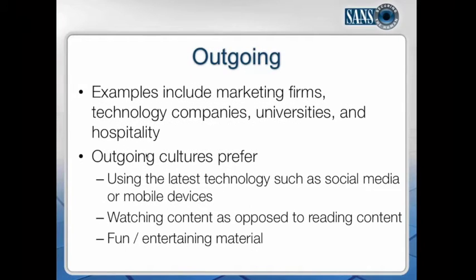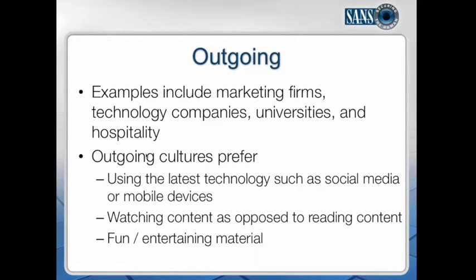What do I mean? So, for example, I like to categorize cultures as either outgoing or conservative. It's a simplistic approach, but this really does help break down things and helps you understand how you may need to change how you communicate. So outgoing cultures, they tend to be things like marketing firms, tech companies, think of Facebook, Salesforce, universities, somebody involved in hospitality. And outgoing cultures tend to be maybe a bit younger generationally, tend to be very technology focused.